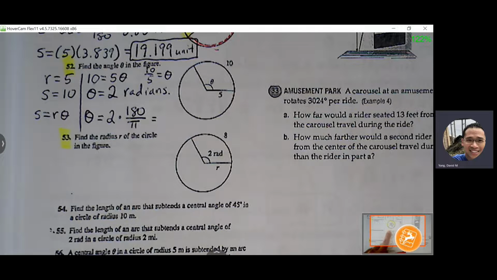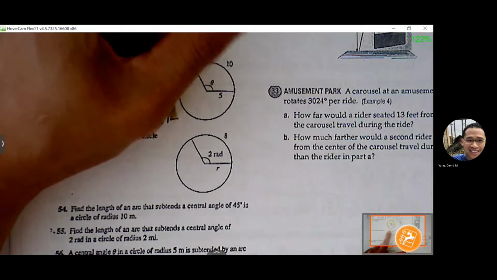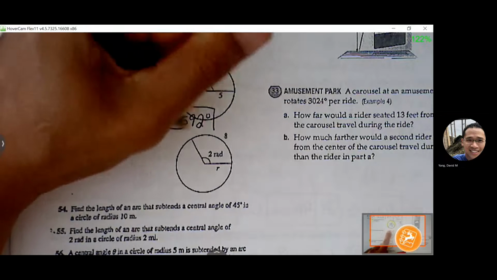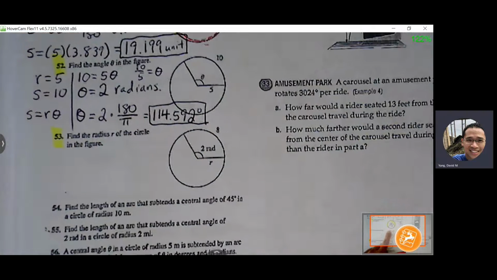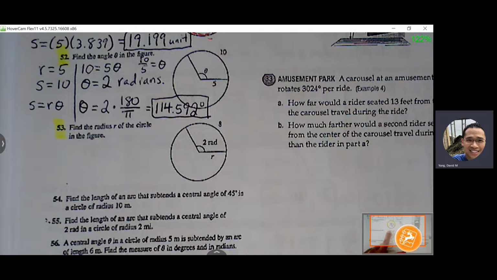Okay, so 2 times 180 over pi. Around 114 degrees. Okay, visually that makes sense as well, because you see that angle is more than 90 degrees, it's obtuse. So visually, it makes sense, right? Okay, try number 53.